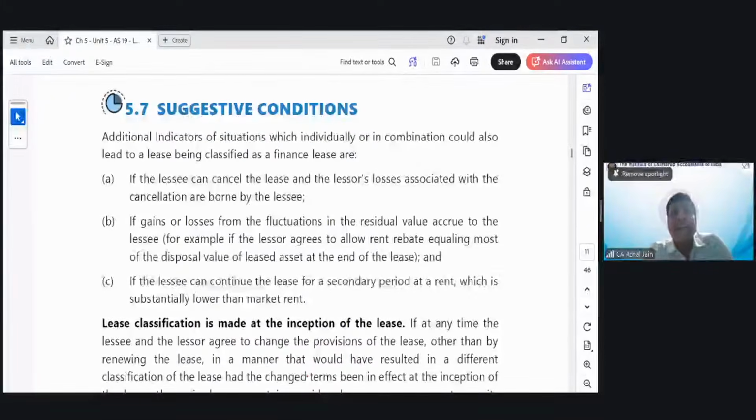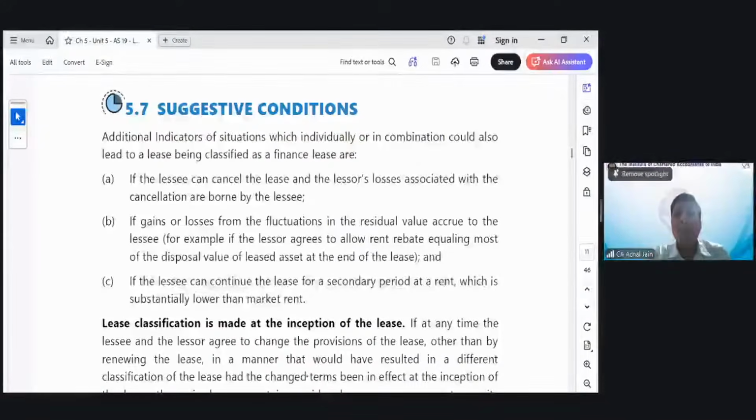Means the lessee has a right, he can cancel the lease. And in such a case, losses of lessor. If, let's suppose, due to the cancellation of the lease, the lessor suffers any losses, any loss is there on the part of whom? Lessor. Why? Due to cancellation. So who will bear that? Lessee will bear that. If that is the situation, there again, what do you call such a lease? Finance lease.